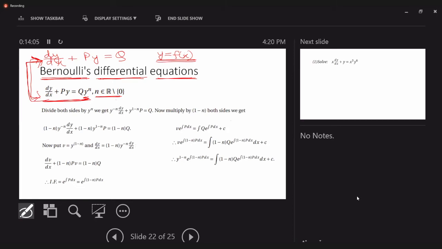Clear or not, students? This first part, what I just told you, is it clear? Yes, ma'am. This is non-linear. Why is it non-linear? Because we have this term over here, y raised to n, right? So we want to convert it to the linear form and then solve it just as we solved our Leibniz linear equation.